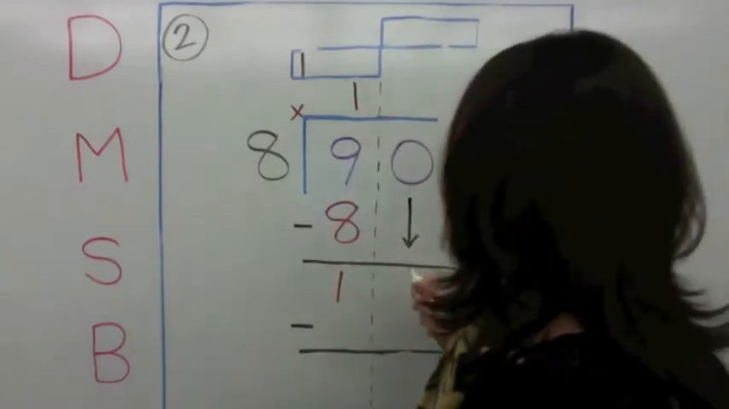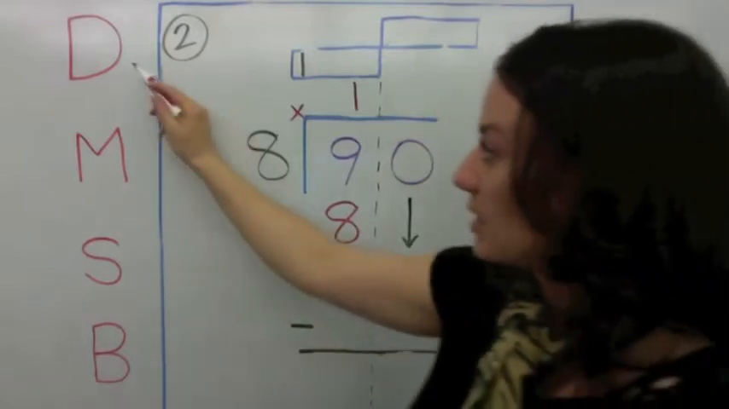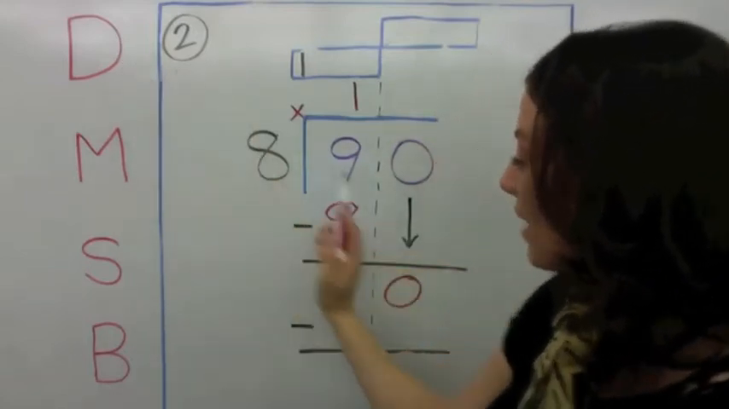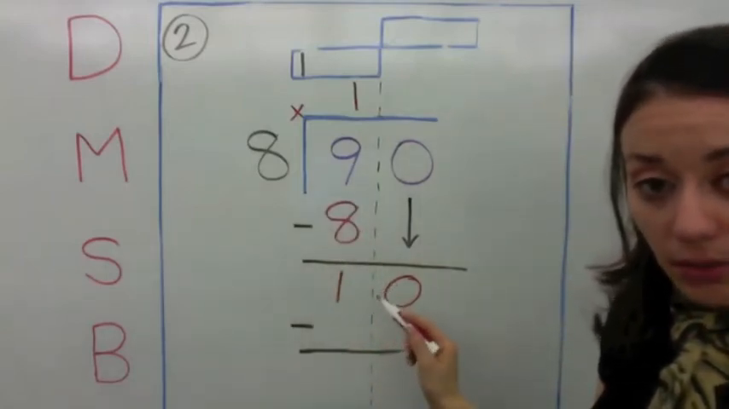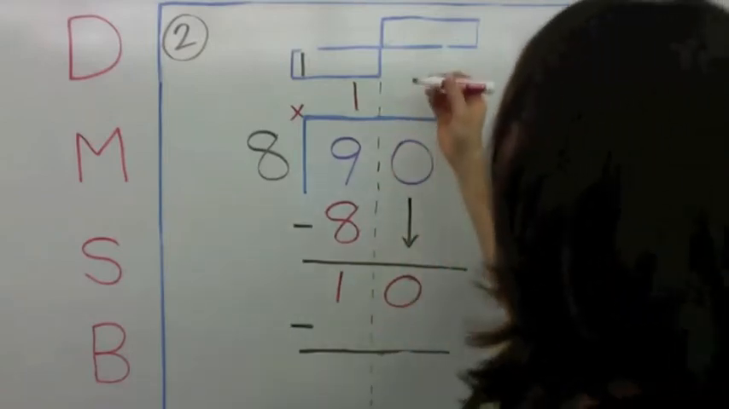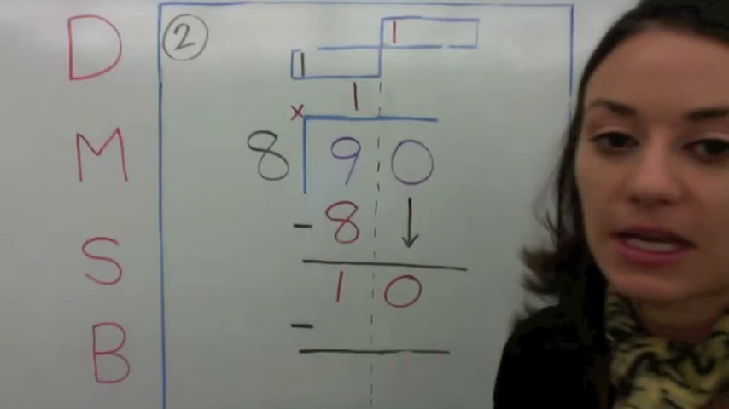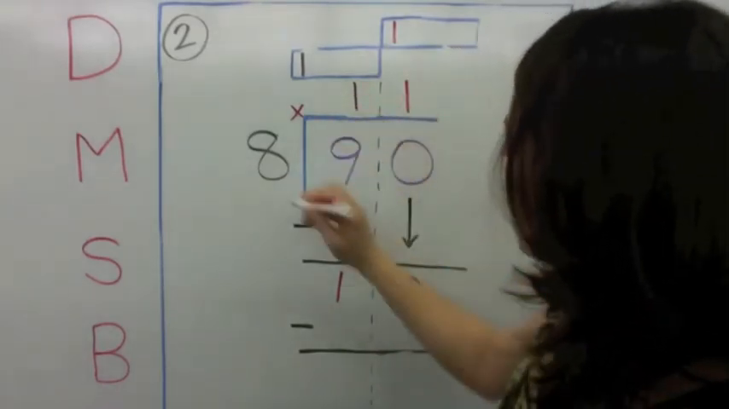That's right. Okay, so now we're going to start this process again, start with D. How many times can you skip count by 8 to get to 10? Is it still 1, right? If you did 8, 16, 16 would be too big. So we're going to put 1 again in the second box. Okay, so we have 1. 1 times 8 is 8.